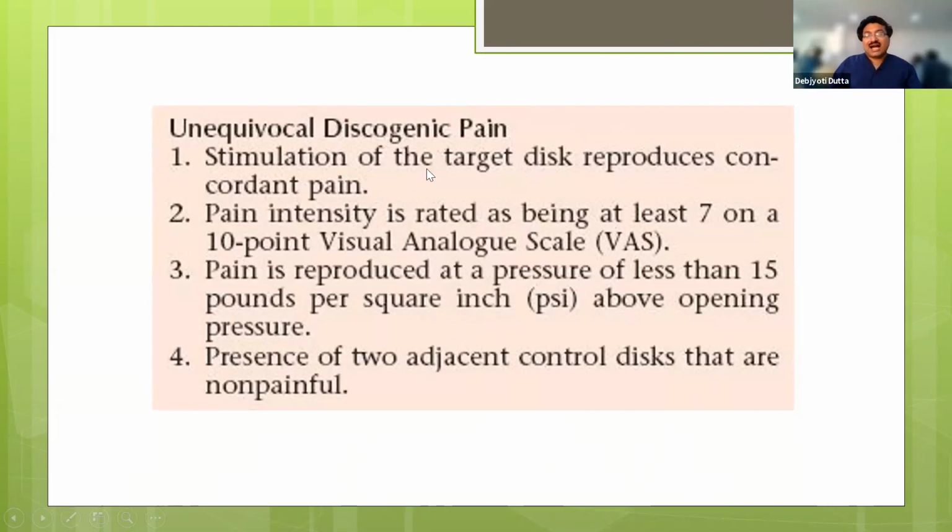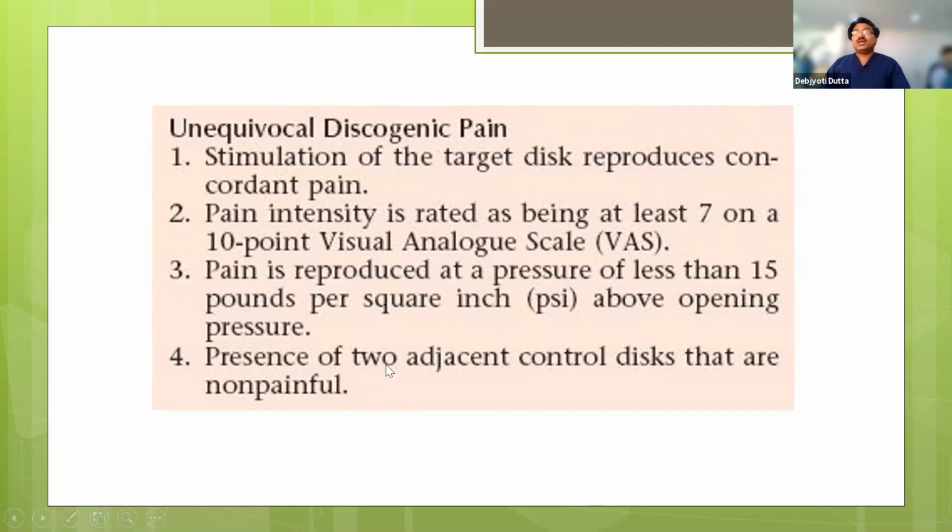We should consider as unequivocal discogenic pain if stimulation of the target disc produces concordant pain, pain intensity is rated at least 7 on a 10-point visual analog scale, and pain is reproduced at a pressure less than 50 psi. That means one chemically sensitive disc and two adjacent normal discs.